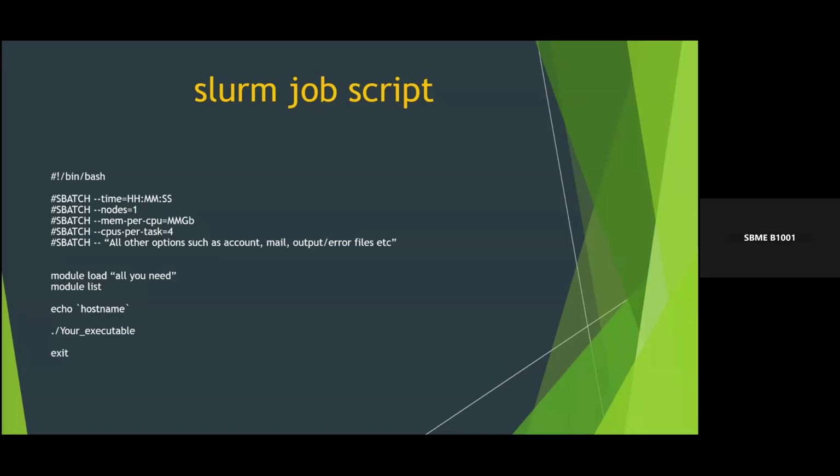Nodes is simple. That's how many physical nodes do I need? Tasks, in MPI language, will mean how many MPI processes I need. But in this particular case, it will mean how many cores I would like to have within this one node. How many cores do I want?